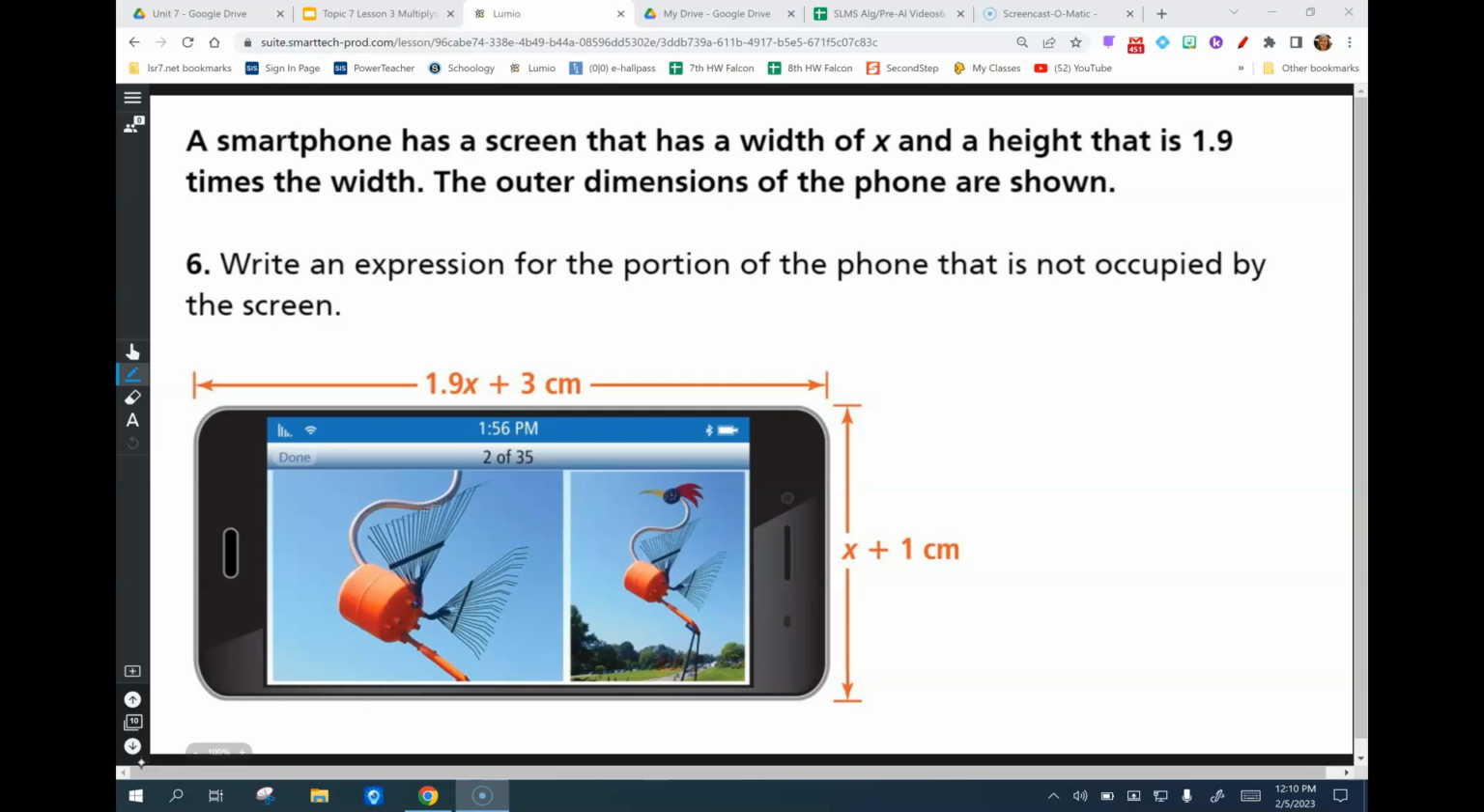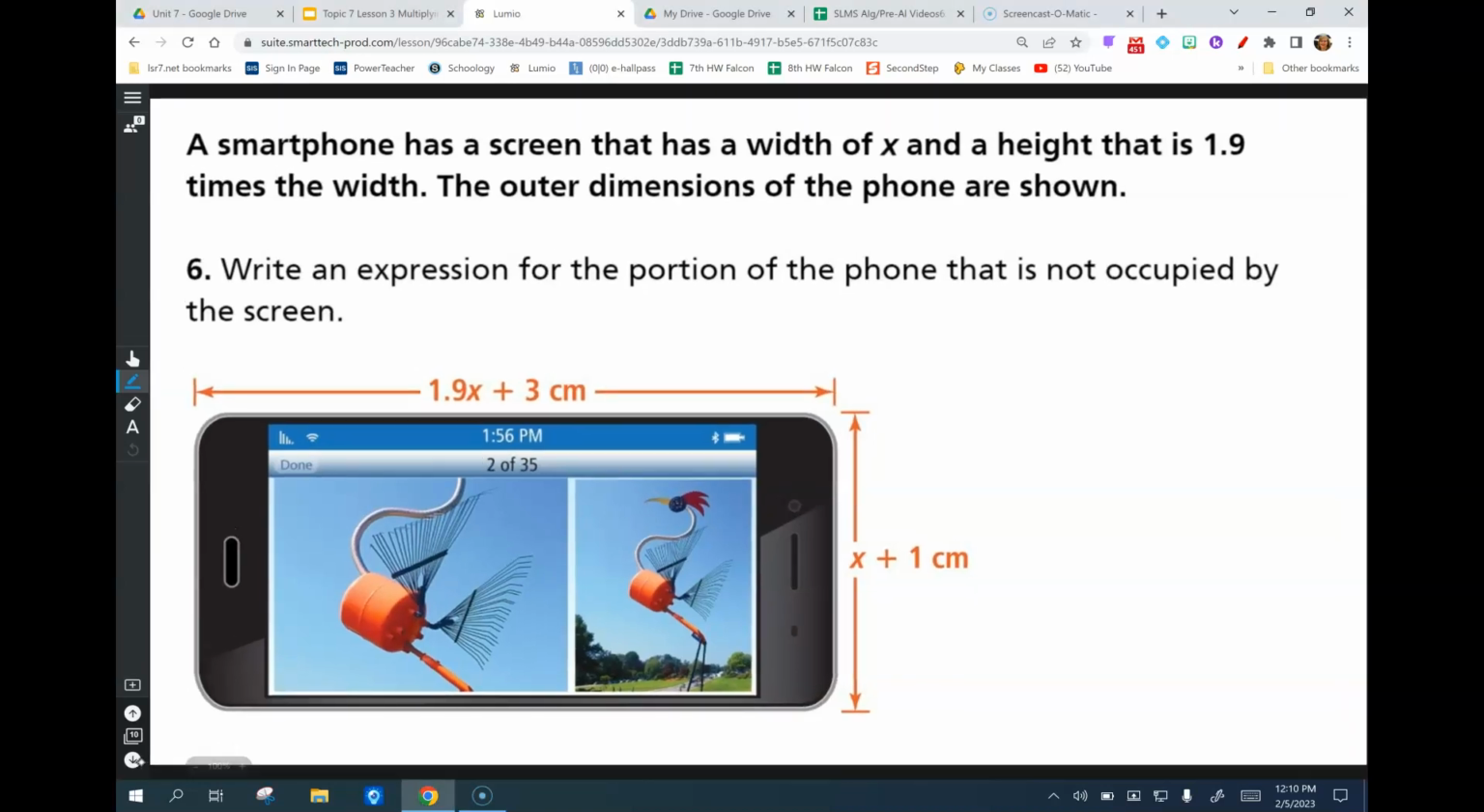A smartphone has a screen that has a width of x and a height of 1.9 times the width. The outer dimensions of the phone are shown. Write an expression for the portion of the phone, and we just want an expression. We can't solve anything yet, but we want the portion of the phone that is not occupied by the screen. So what we have to do here is understand that the width is x. This is x, and this is 1.9 times x. That is the inside part. That is the screen in through here, okay?